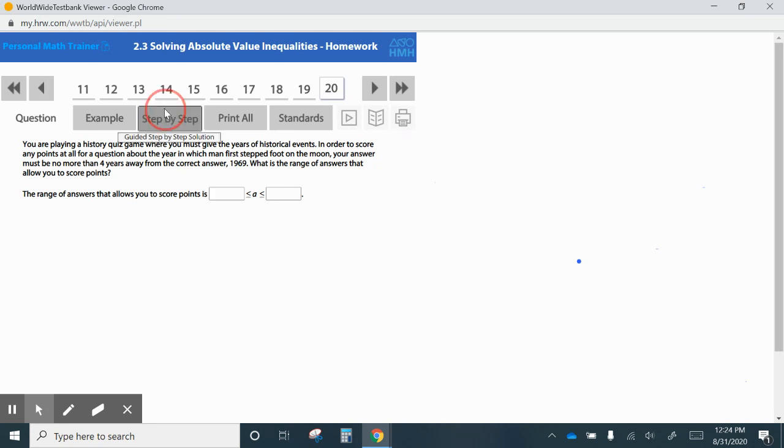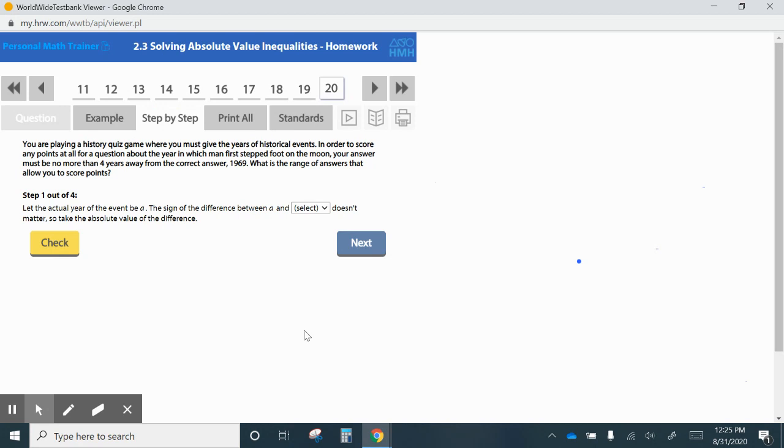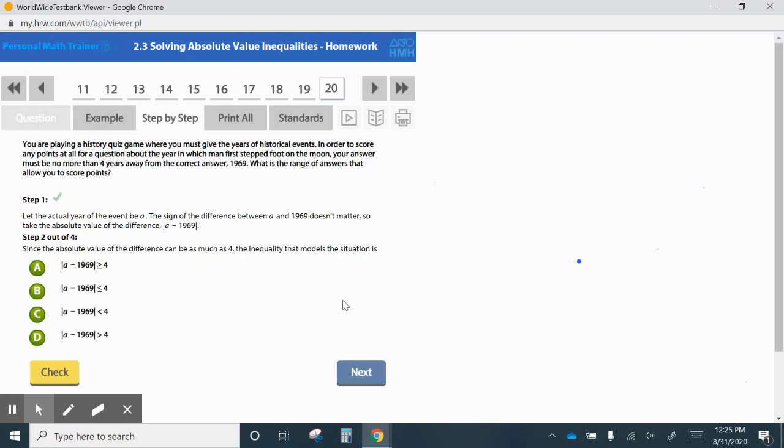So again, step by step seems to explain this well. The actual year of the event, A: the sign of the difference between A and 1969 does not matter. Now, it says since the absolute value of the difference can be as much as 4. Think about that, as much.